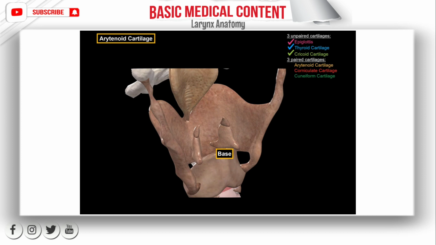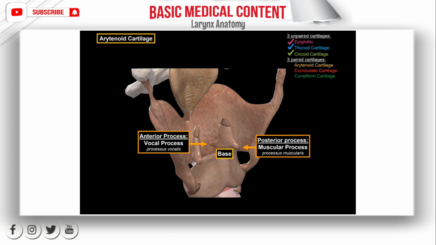The anterior process is called the vocal process since it attaches to the vocal ligaments, and I'll show you this later. The posterior process is called the muscular process, which serves as an attachment point for certain muscles. And the base of the arytenoid cartilage is called the cricoid articular surface, since it sits on the cricoid surface.